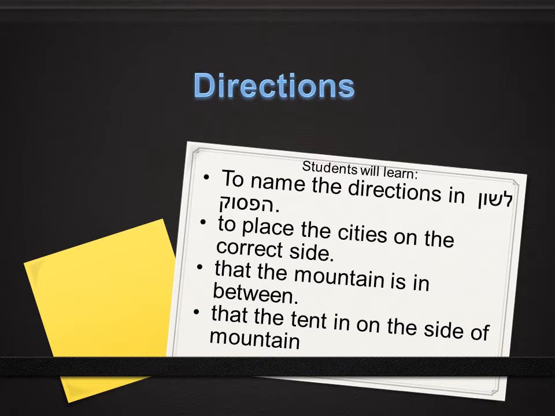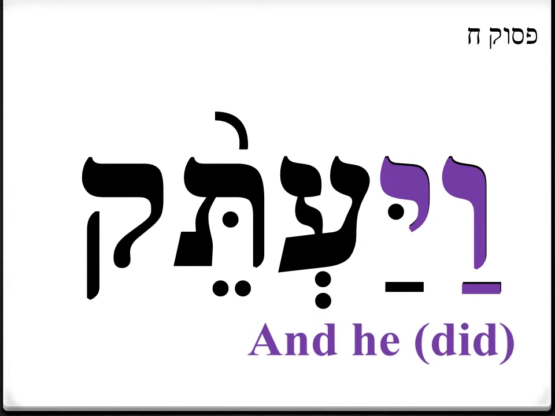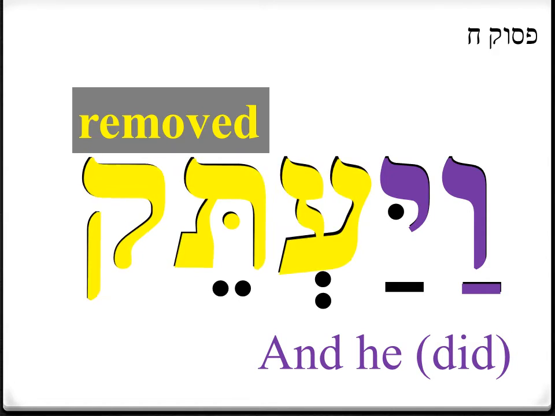In this pasuk, students will learn the names and directions in Lashon HaPasuk. And also they will learn Vayatek. Vav and Yud is Vav Hahipuch, and he did it already. The shoresh is Atak, removed. Vayatek, and he removed.